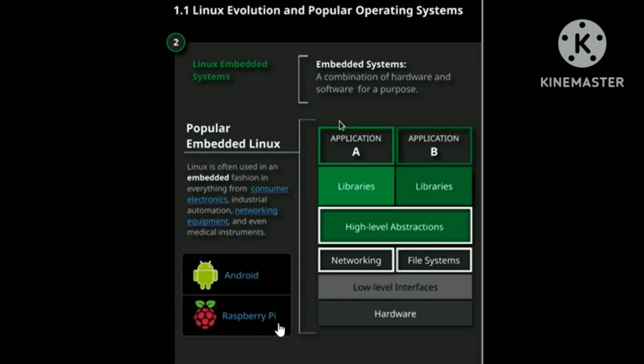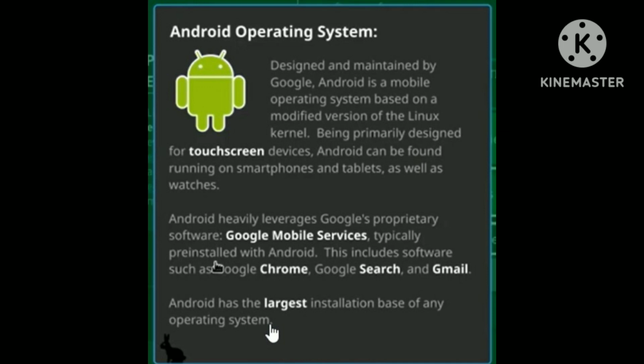We have a couple of examples down here. We have Android and Raspberry Pi. These are two very popular embedded systems. So let's take a look at Android. Android is designed and maintained by Google. Android is the mobile operating system based on a modified version of the Linux kernel. It's primarily designed for touchscreen devices, and Android can be found running on smartphones, tablets, watches, etc.